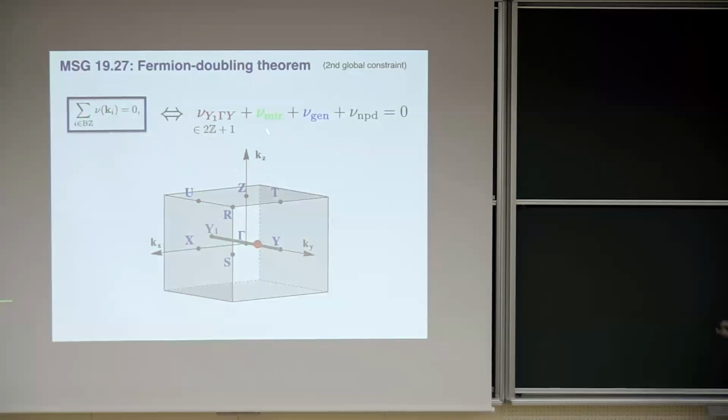The first contribution is this line ky, where we know we must have an odd number of crossings, and their Chern numbers must add up to an odd number. Okay, so an odd number is different from 0. That means some of these other contributions must be non-zero. So let's see how we can satisfy the fermion doubling theorem.